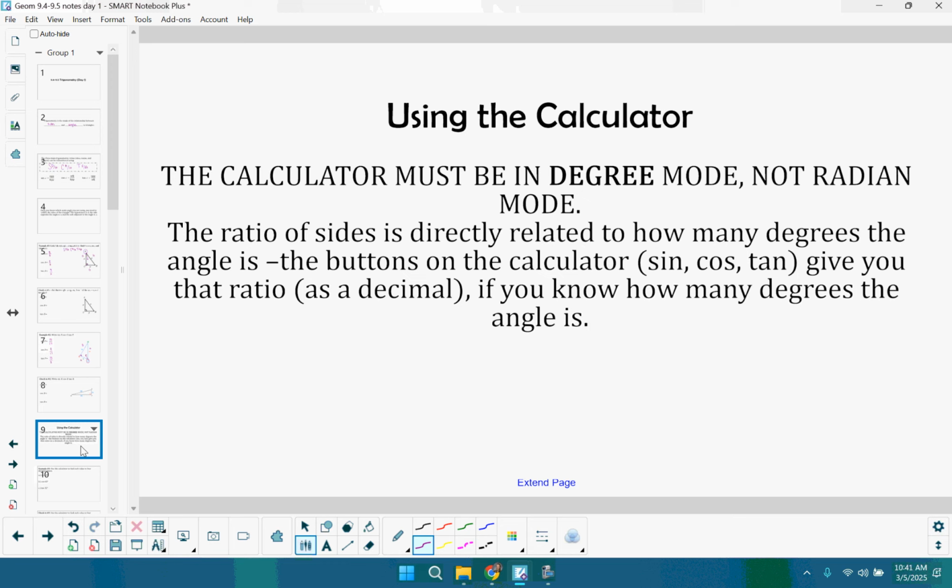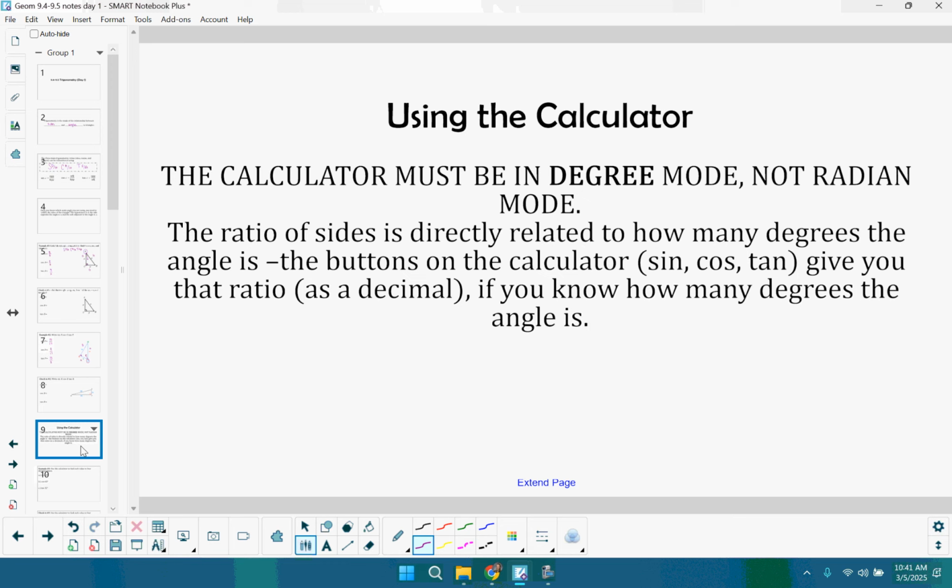Using the calculator. The calculator must be in degree mode, not radian mode. Normal scientific calculators come standard in degree mode, but normal graphing calculators come standard in radian mode. So you will have to change the mode if you are using a graphing calculator. And this includes when you're taking tests like the NJSLA or NJGPA.